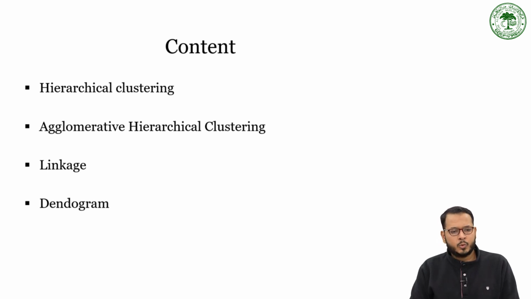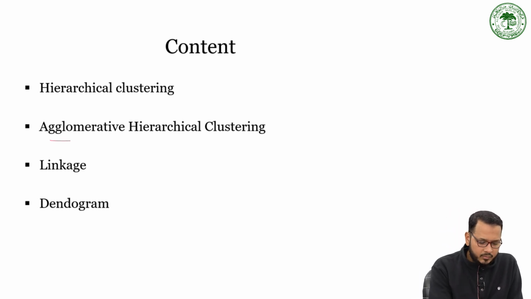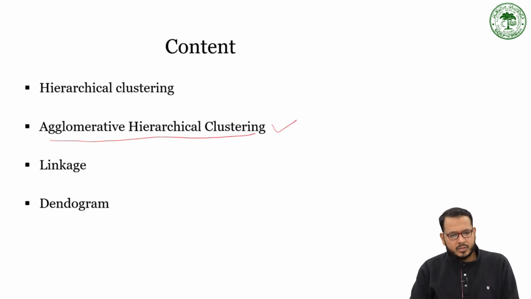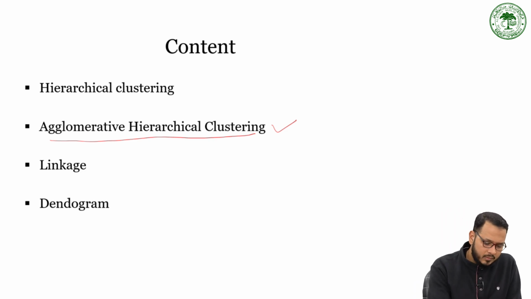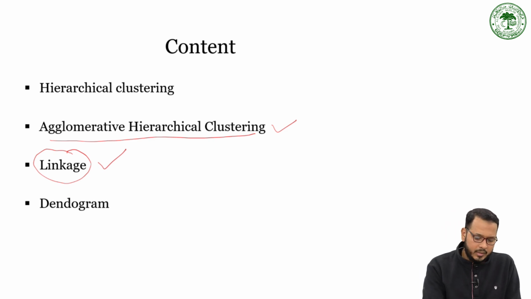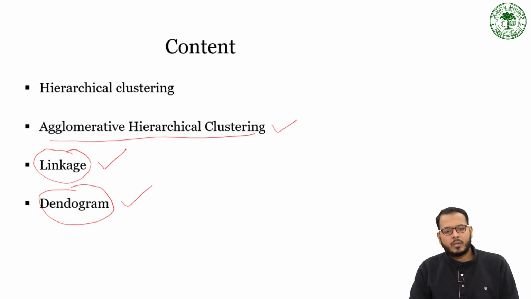There are two basic types of hierarchical clustering. In this lecture, we will focus on agglomerative hierarchical clustering. There is an associated concept related to hierarchical clustering called linkage. We will discuss that and its types. And there is a very specific visual representation of hierarchical clustering called a dendrogram. We will discuss this also in our lecture.